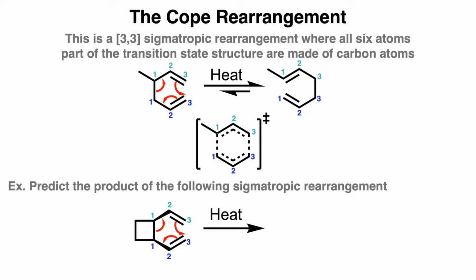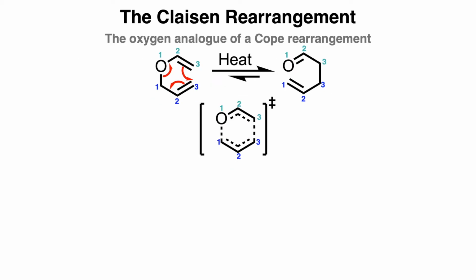First, we're going to draw an arrow from the C1-C1 sigma bond to form a new pi bond between C1 and C2. Then we'll draw another arrow from the C2-C3 pi bond to form a new sigma bond between C3 and C3. Then a C2-C3 pi bond moves over to form a new pi bond between C1 and C2. This forms a new cyclic molecule with 2 alkenes.